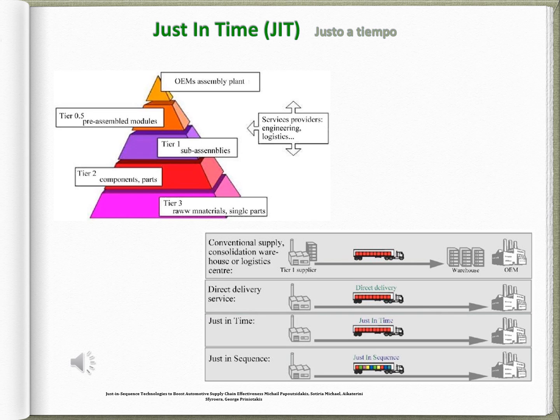OEM relies on suppliers located in levels. Tier 0.5 supplies preassembled modules, usually inside of the OEM facilities. Tier 1 are those suppliers responsible for supplying major systems or modules. Tier 2 suppliers are those of Tier 1, while Tier 3 suppliers are those of Tier 2, and so on.